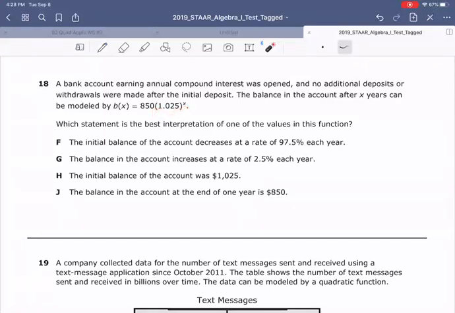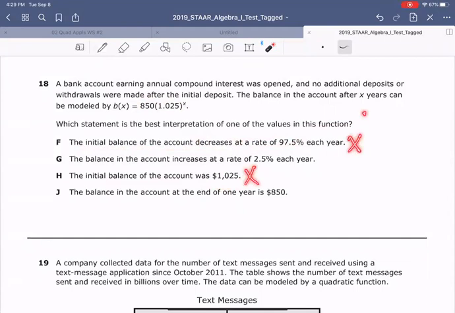Which statement is the best interpretation of one of the values in this function? This: the initial value of the account decreased. What? This is increasing. Bigger than 1 is increasing, right? Yeah, bigger than 1 is increasing. This saying decrease, not possible, right? Yes. And at the beginning, this is your money at the beginning. Could they say initial balance is this? Is that possible? No, right? No, that's wrong.